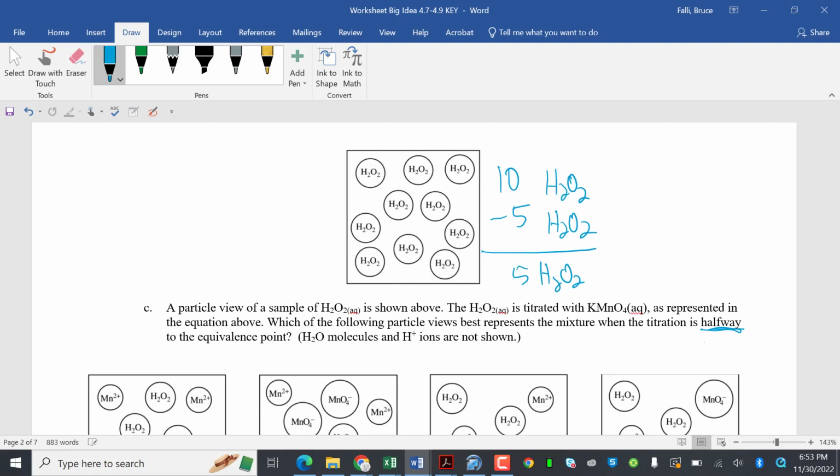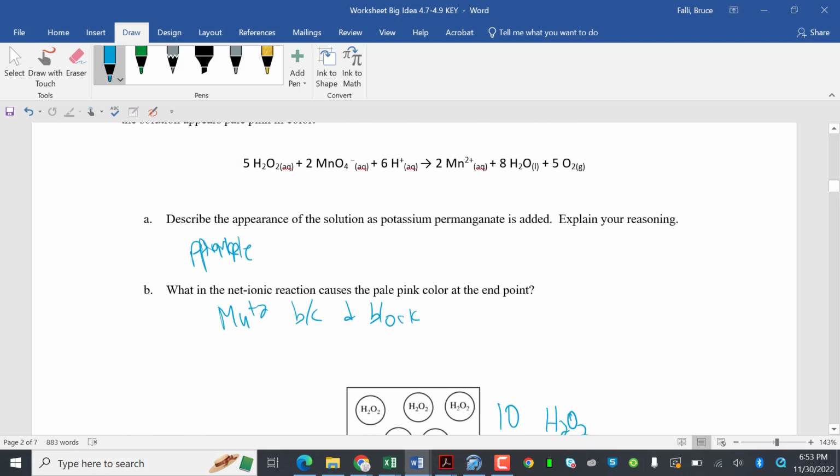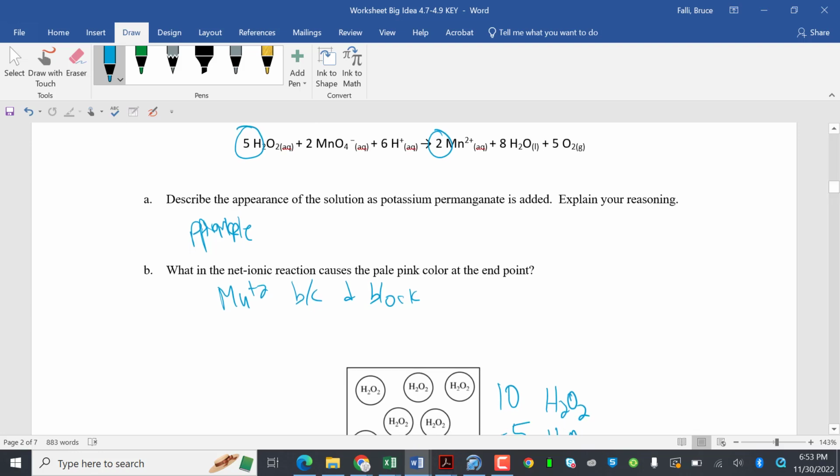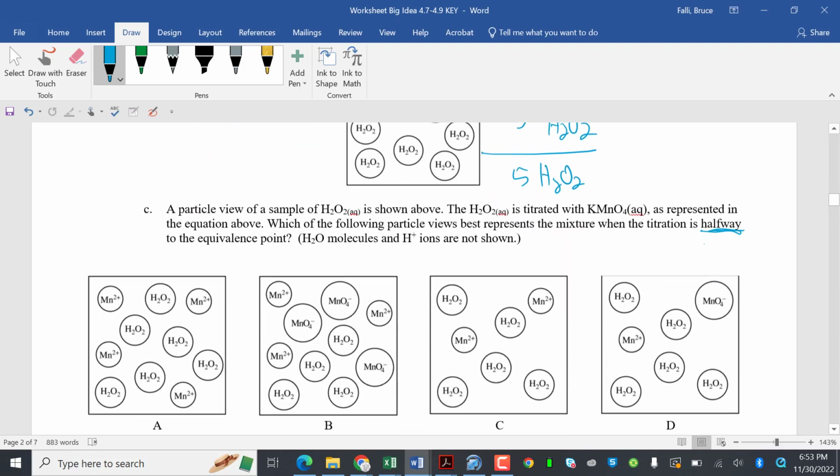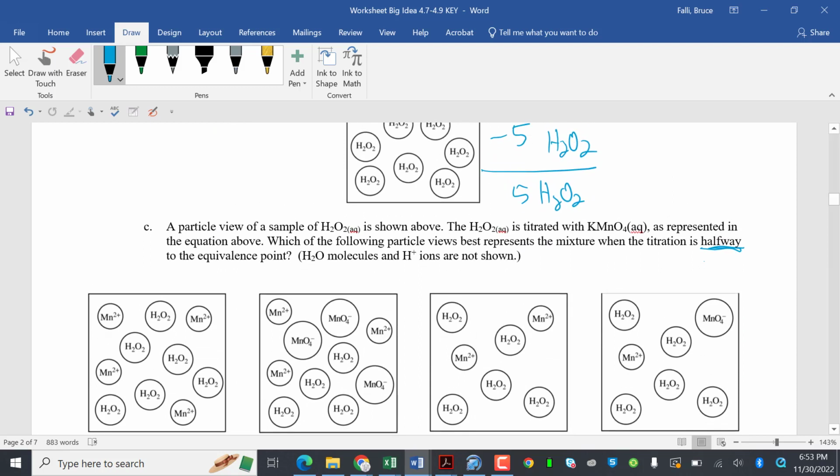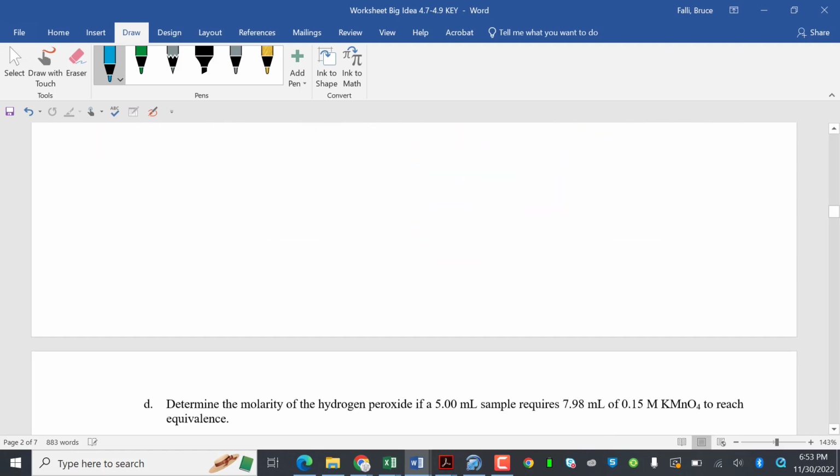And then looking at my balanced equation, if 5 of these reacted, I would get 2 of those, right? 2 MnO4s, stoichiometric ratio. So I'm going to look for 5, 1, 2, 3, 4, 5, and 2 MnO4s, and that's the right one. Okay, good, good, good.